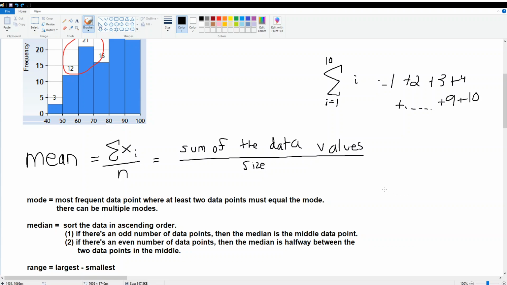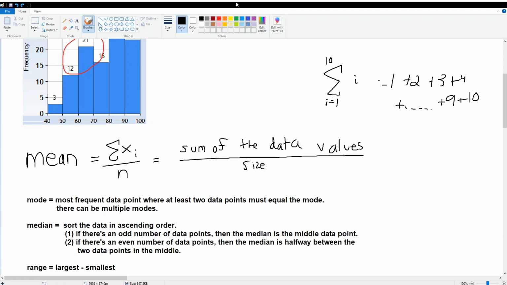So for example, if our data points are 1, 2, 3, 4, and 5, the middle one is 3, so the median would be 3. But if our data included a 6, we'll take the halfway point between 3 and 4, which would be 3.5. This does mean there is a chance that your median will not be any of your data points. Finally, we have the range, which is equal to the largest data value minus the smallest data value. So again, if we had 1, 2, 3, 4, 5, 6, the range would be 6 minus 1, which would be 5.